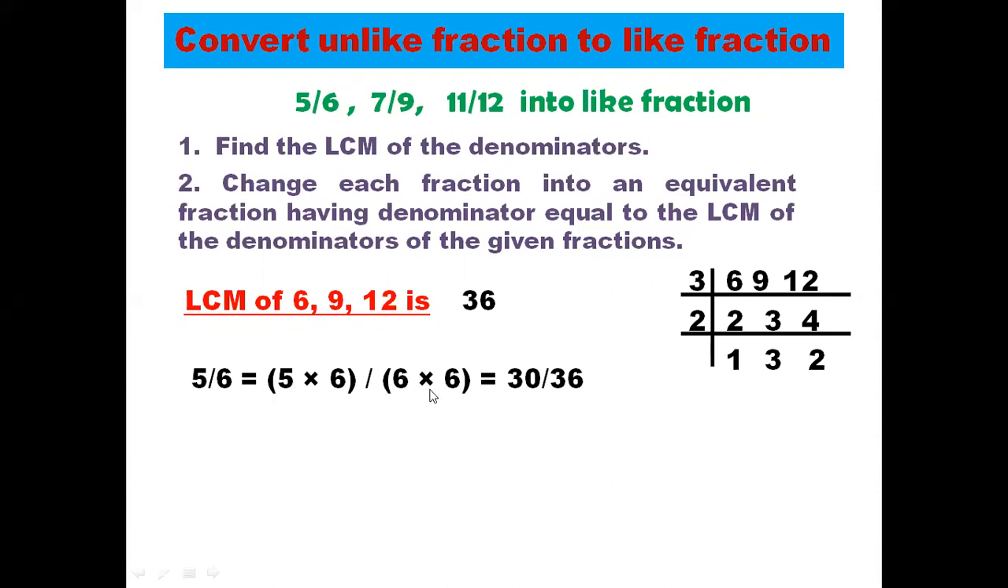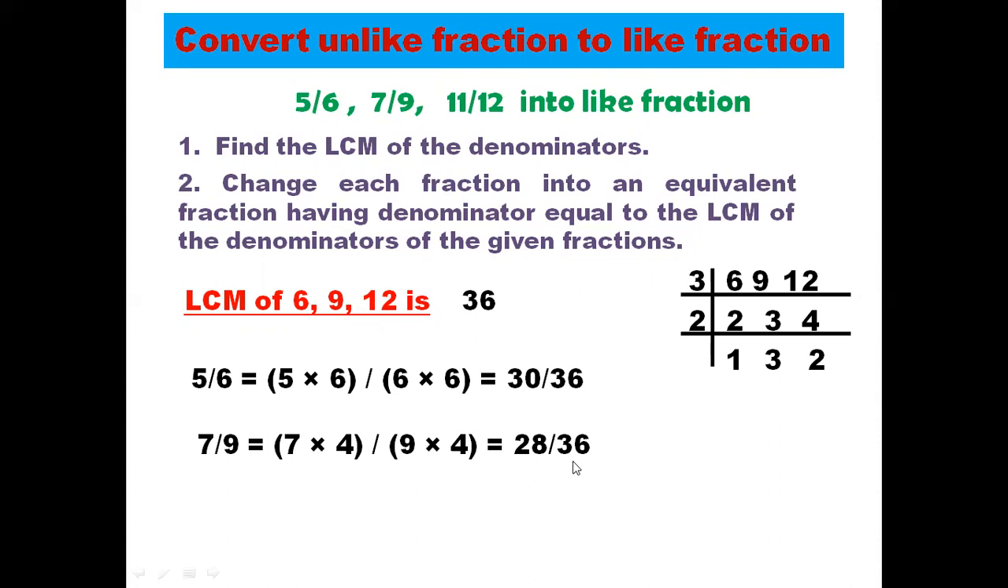So first we work on the denominator. 6 times 6 is 36. Now we multiply the numerator with the same number 6. Then we get 30. So 5 times 6 is 30. So we get 30 by 36. Now we come to the second fraction, 7 by 9. Now we have to multiply 9, the denominator, with such a number so as to get 36. We know 9 times 4 is 36, right?